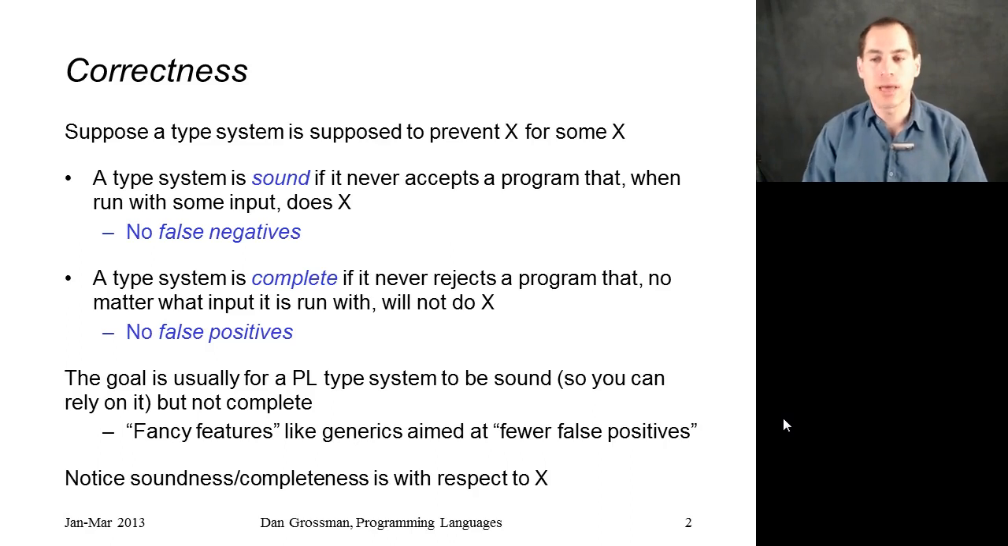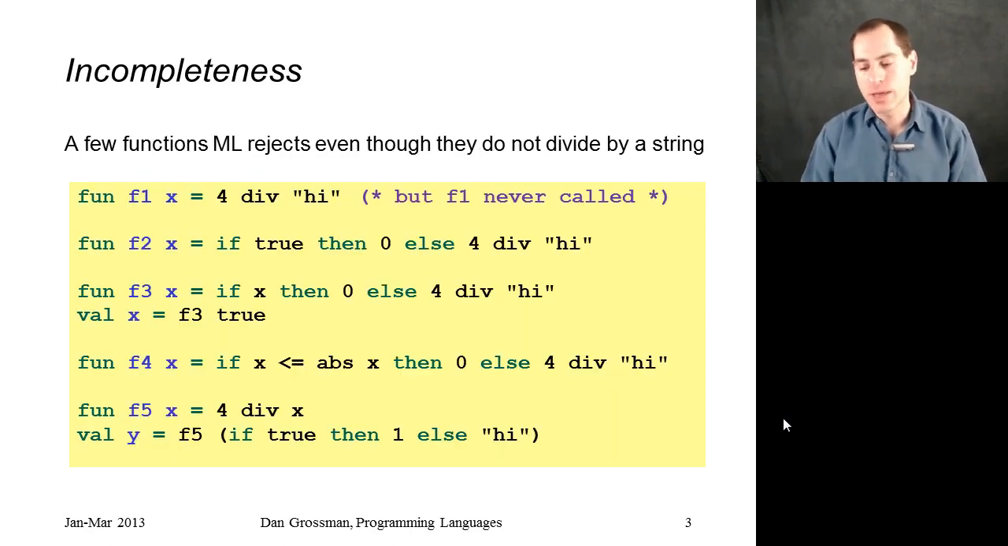So let's see some examples in ML of things that get rejected even though they don't do the bad thing. So these are examples of false positives. There are no examples of false negatives in ML because ML's type system is sound for preventing, as I show here on this slide, a number being divided by a string, that we never pass a string to the division operator. So the first example of a false positive is, suppose you have this function f1.